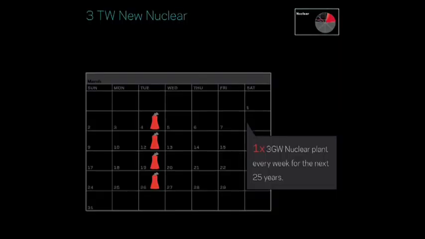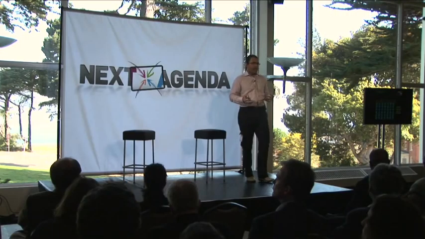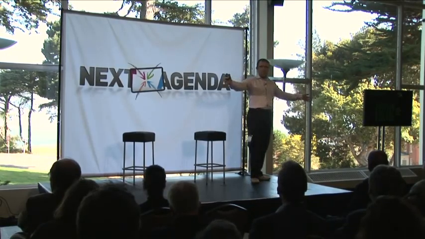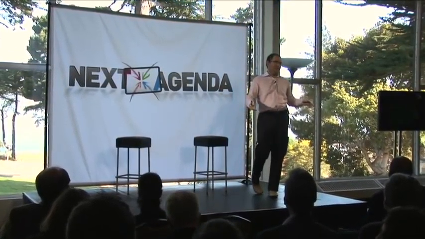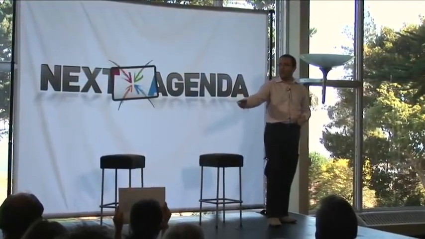For nuclear, it means you need to be building 1 3-gigawatt, that's a full-scale nuclear power facility, one of those every week somewhere in the world for the next 25 years. In terms of geothermal, that's 300 megawatt geothermal power stations every day for the next 25 years. And that geothermal power station is a building roughly the size of this with lots of fancy stainless steel and equipment and a couple of mile-deep holes underneath. Okay, so you've got to build them and drill them pretty quick.